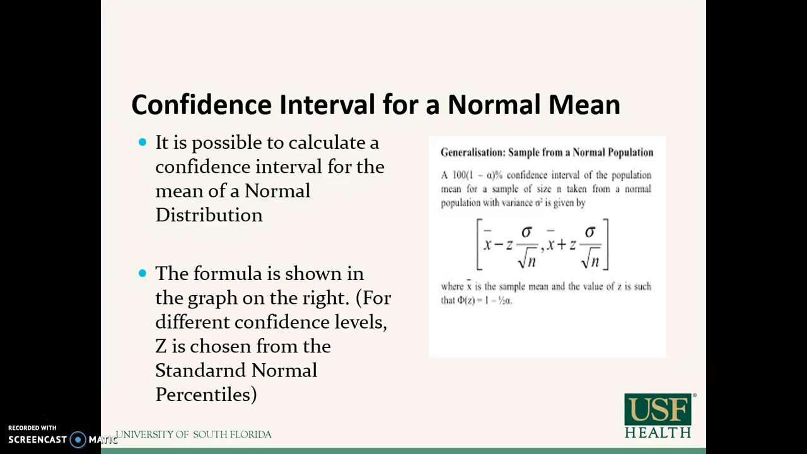For different confidence levels, z is chosen from the standard normal percentiles. So you can have, for example, a 90% confidence interval. You can have a 95% confidence interval. You can also have a 99% confidence interval. Just choose the alpha level you want.